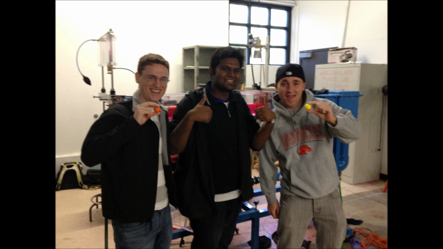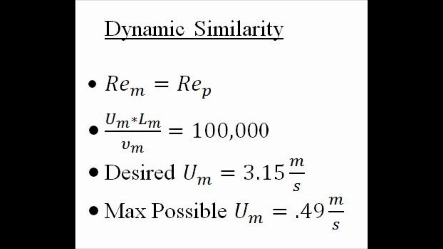Esteemed graduate students from the University of Utah performed dimensional analysis to evaluate the validity of our experiment. In order for our model to properly simulate an actual golf ball in flight, we would have to match the non-dimensional Reynolds numbers to achieve dynamic similarity. An actual golf ball in flight experiences Reynolds numbers of approximately 100,000.